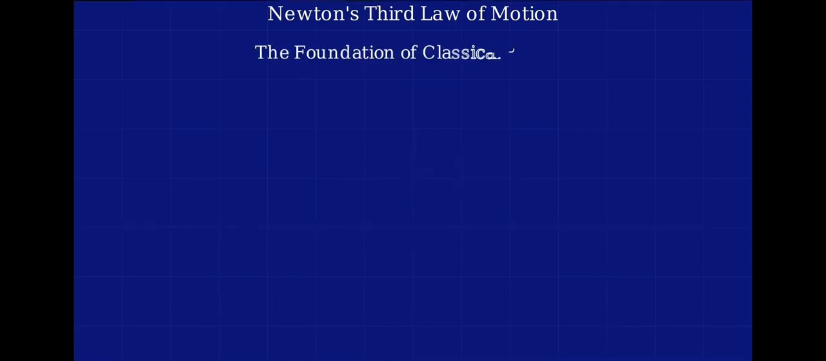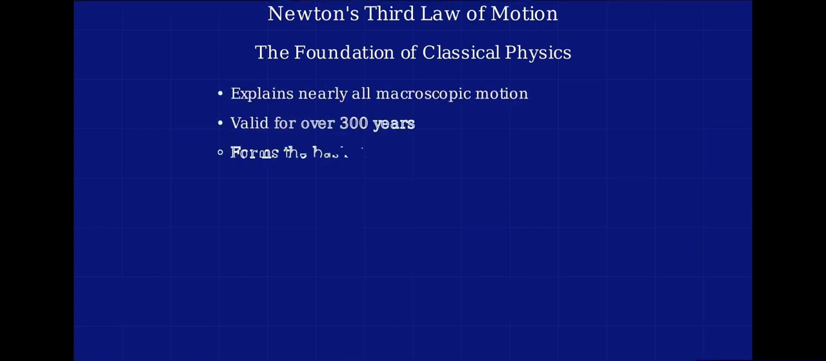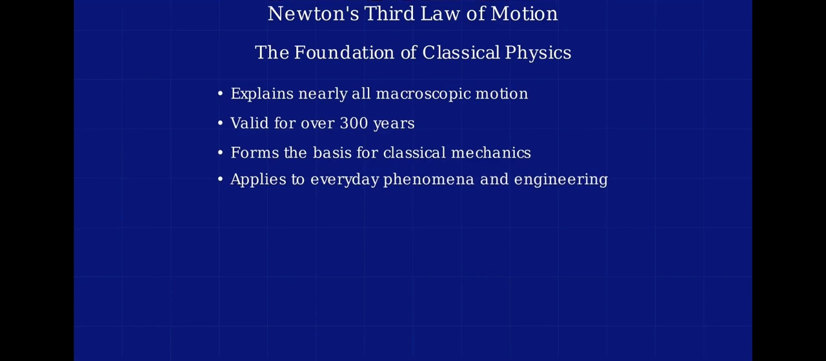Newton's three laws of motion have formed the foundation of classical physics for over 300 years. These elegant principles explain nearly all macroscopic motion in our universe, from everyday activities to complex engineering and space exploration. Together, these three laws provide a comprehensive framework for understanding and predicting how objects move and interact in the physical world.